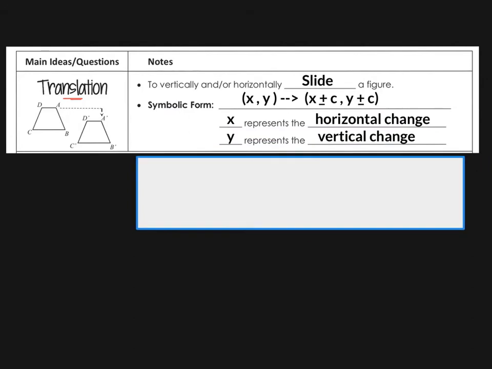X represents, of course, this piece right here is going to represent our horizontal change, and that makes sense because x is always left or right. Y is up and down, so of course that's going to represent our vertical change. Let's try this in action, and I think after reflections, most of this is going to be pretty straightforward.